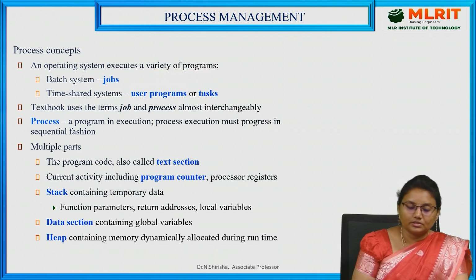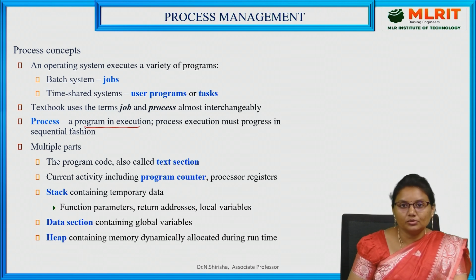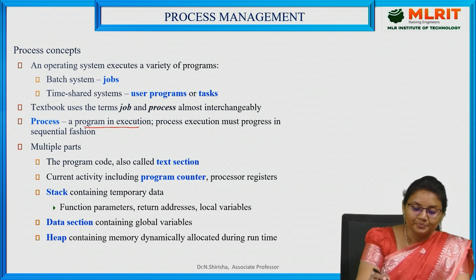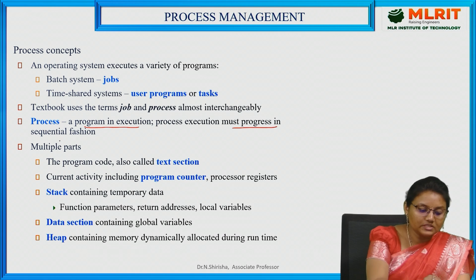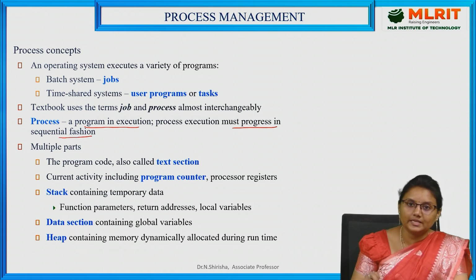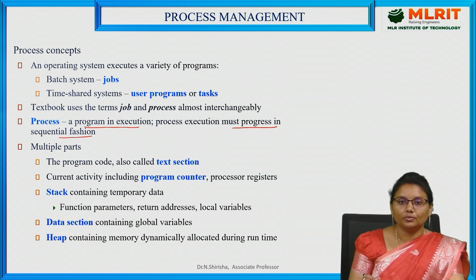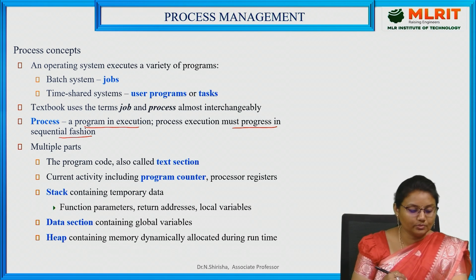Now, what is a process? A process is a program in execution. A program under execution we call simply a process. Process execution must progress in a sequential fashion. Sequential fashion is how a process can execute. Process 1 will execute, process 2 will execute, like that it goes sequentially.